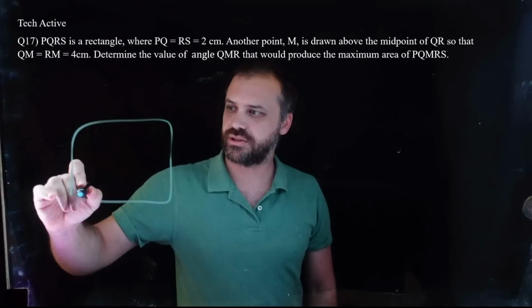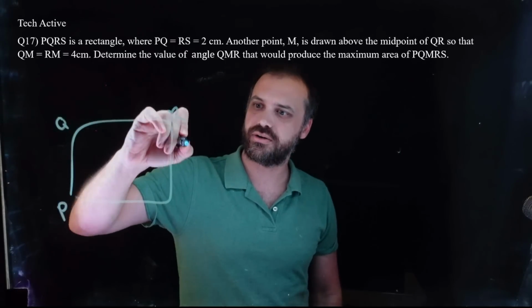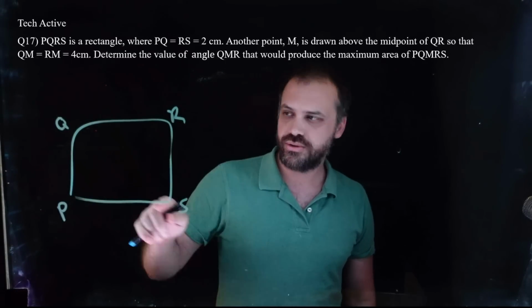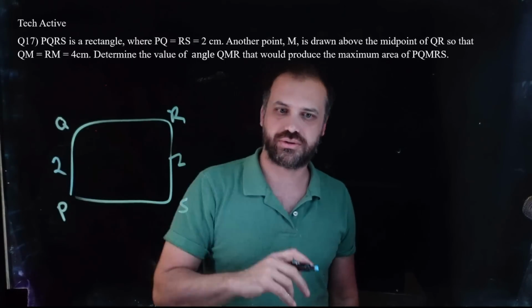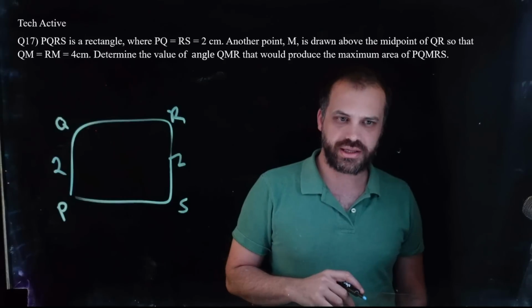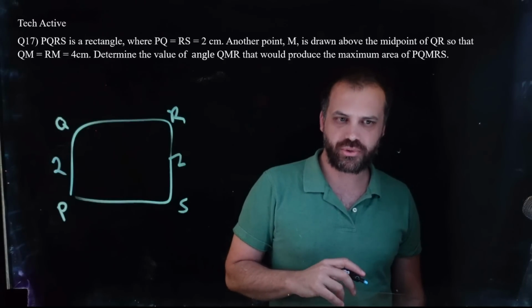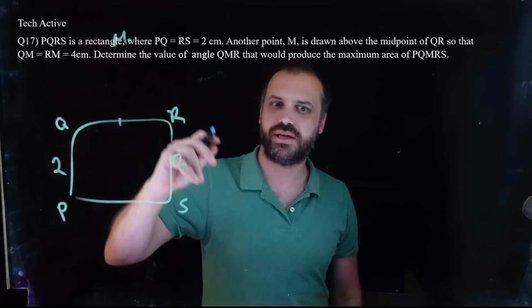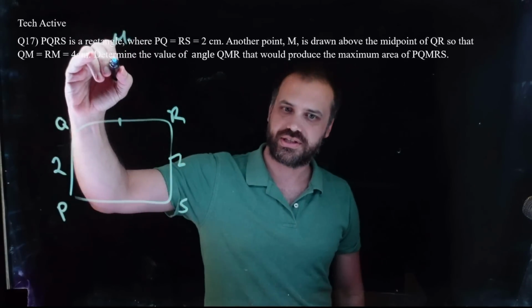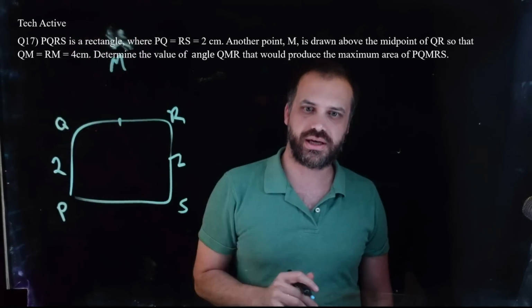PQRS is a rectangle. Okay, PQRS. PQ equals RS, and they equal 2. All right, 2 and 2. Another point, M, is drawn above the midpoint of QR. All right, the midpoint of QR, M is drawn above it. Okay, M way up there somewhere. Let's fix that up. M is there somewhere. Okay.